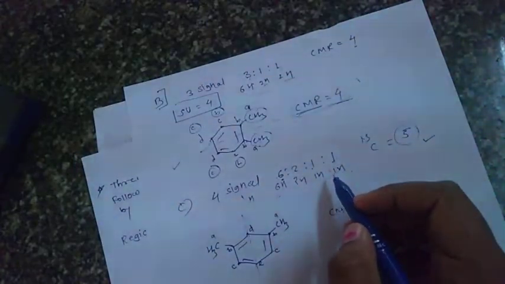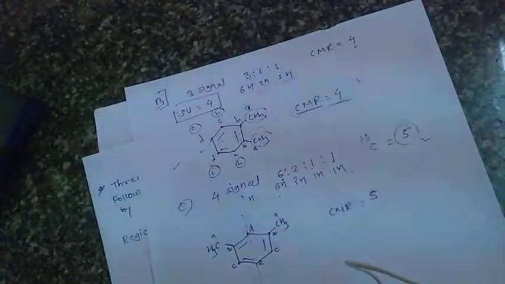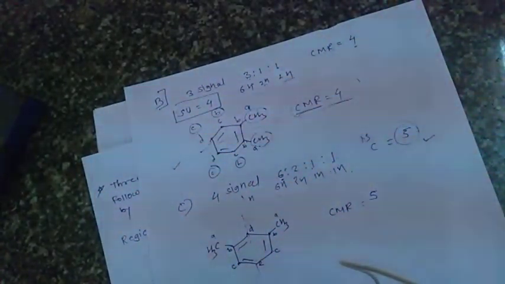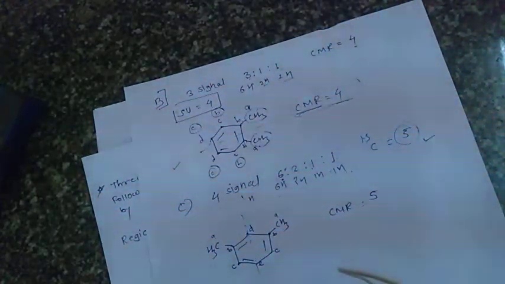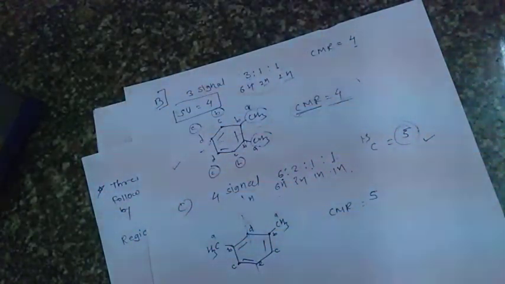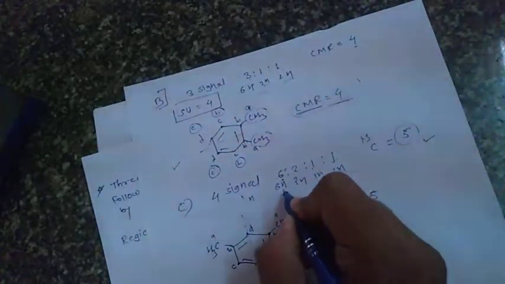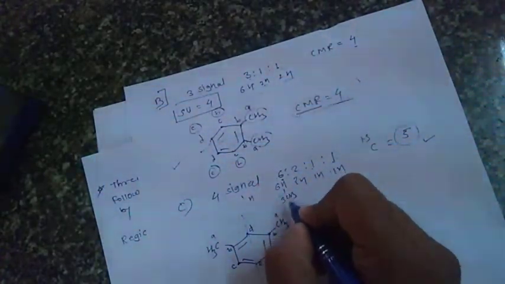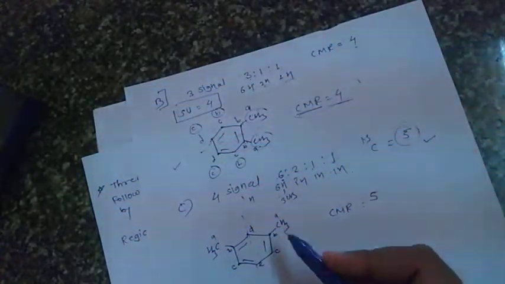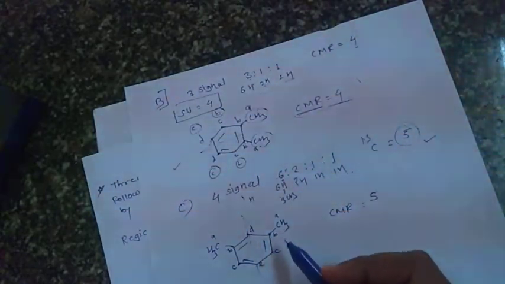We don't simplify it, and we did not multiply it by 2. Why? Because the number of hydrogens given in the ratio is the same as the number of hydrogens present in the molecular formula. 6 hydrogen is of what? 3 CH3 group. Let's find out the number of signals of H1.